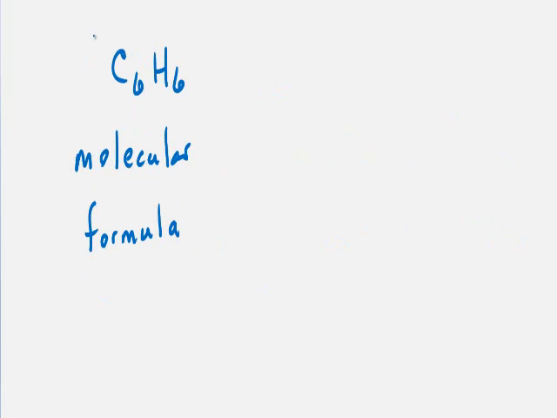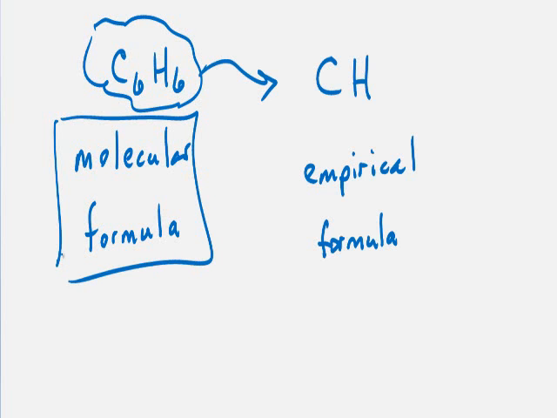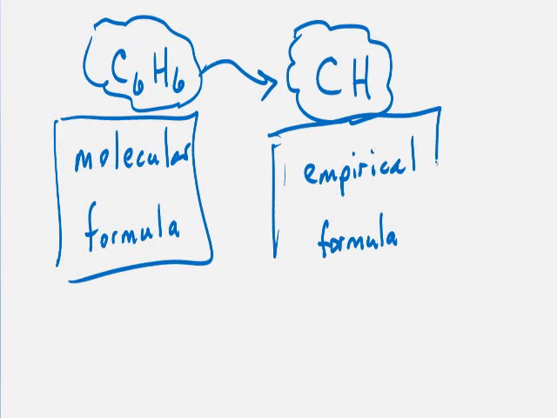For example, we have something like benzene, C6H6. This would be known as its molecular formula. Simplifying C6H6, it reduces to CH, telling us that benzene has a 1-to-1 ratio of carbon to hydrogen atoms in its formula, and this would be known as the empirical formula for a benzene molecule.